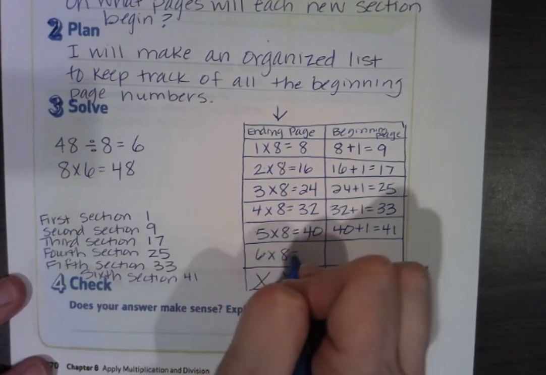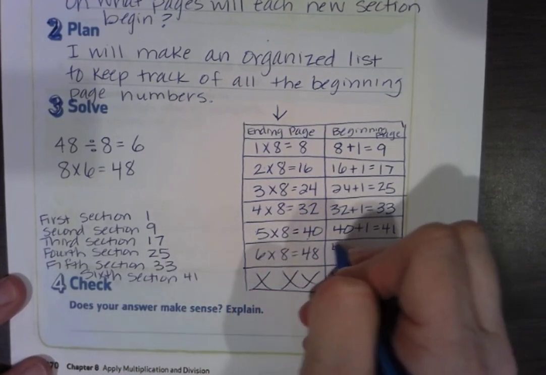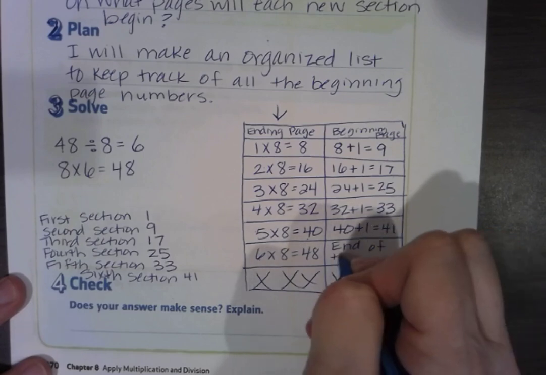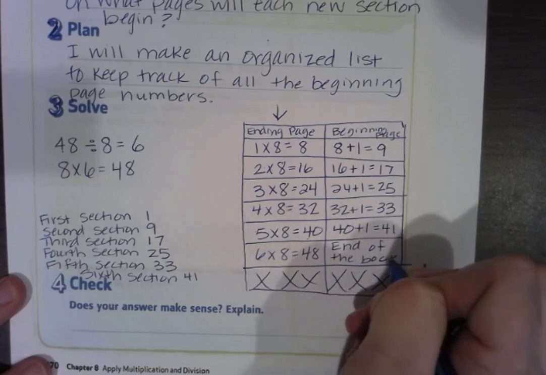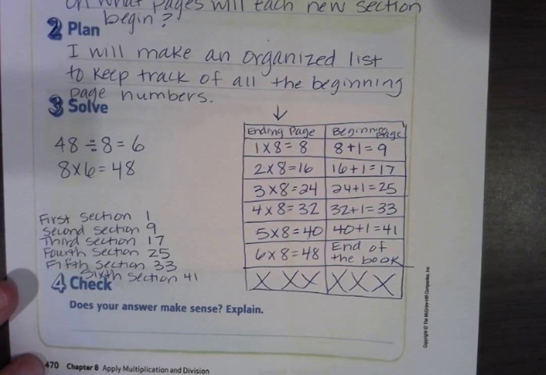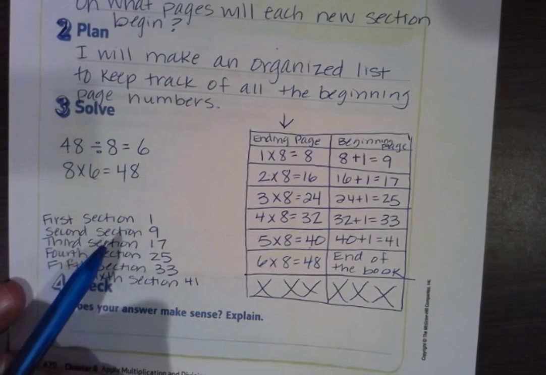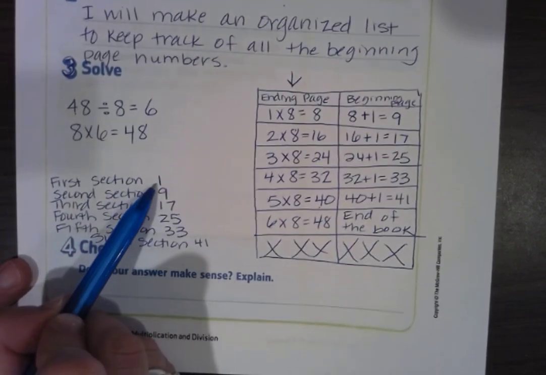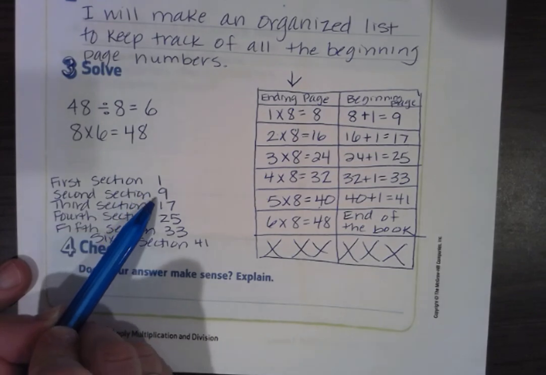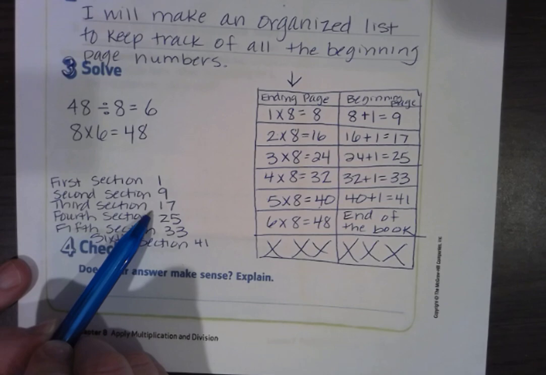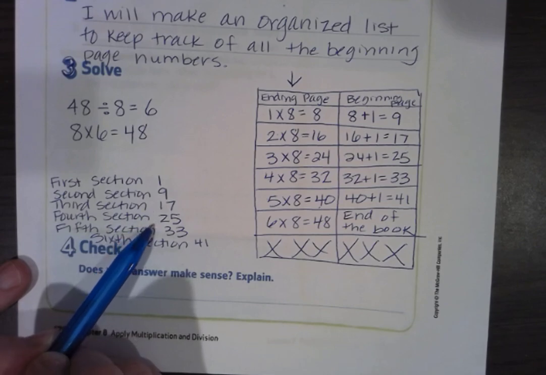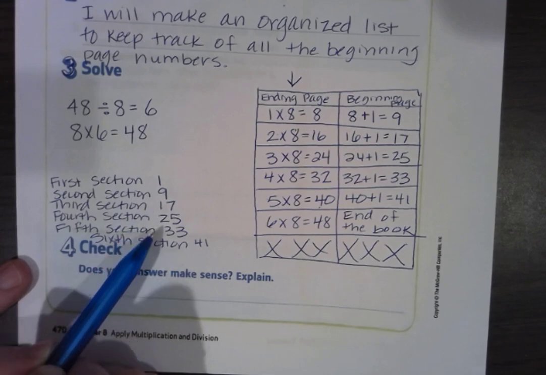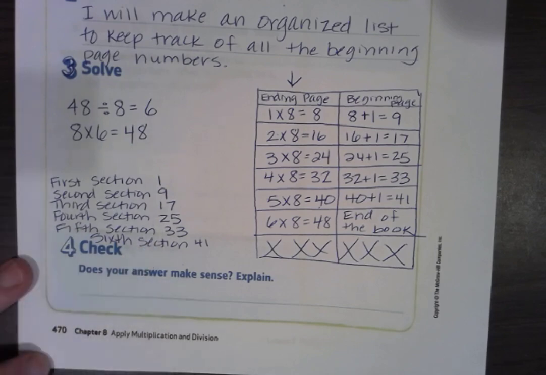And 6 times 8 is 48. And that is the end of the book. So there is no more beginning pages. So you can see that the first section starts on page 1. The second section starts on page 9. The third section starts on page 17. The fourth section starts on page 25. The fifth section starts on page 33. And the sixth section starts on page 41.